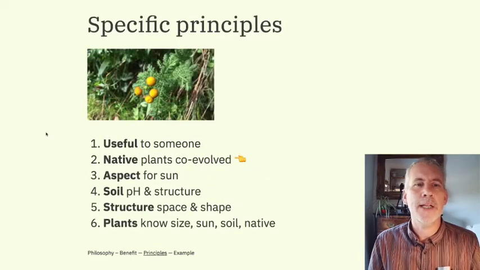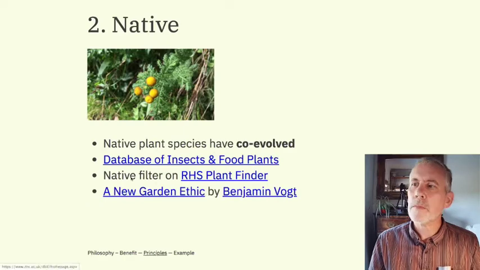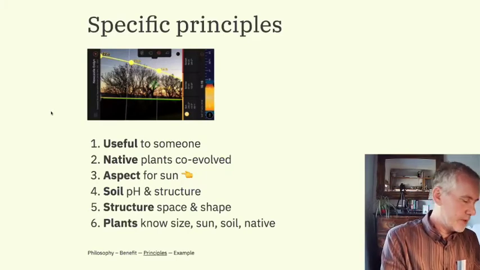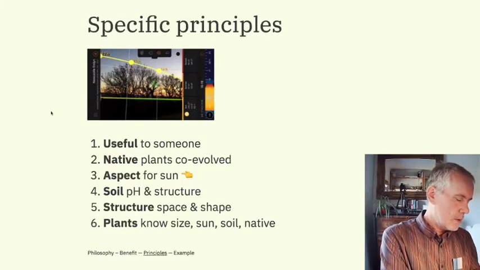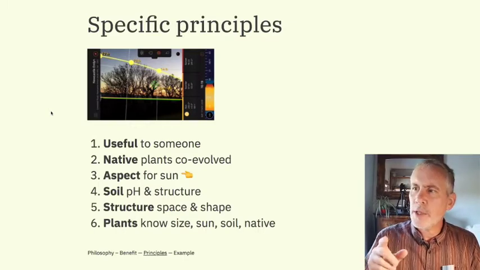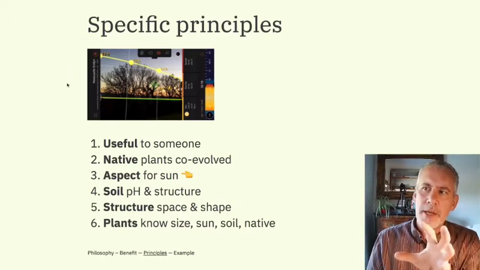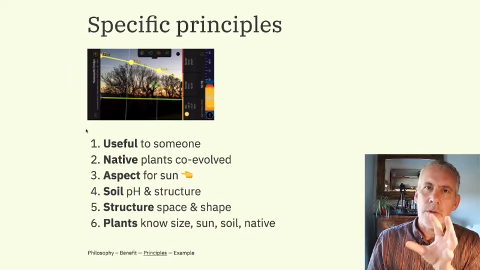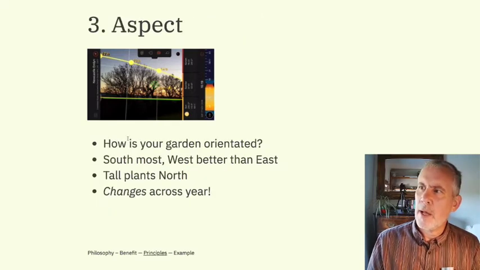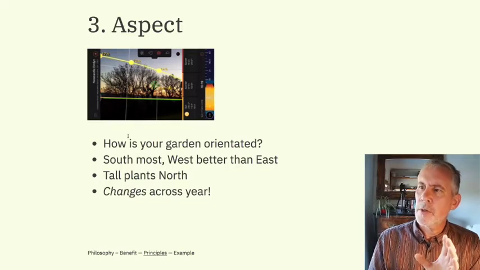Okay, so next up, native plants co-evolved. Talked about this before, so I've mentioned all those, and I'll come back and look at that. Specific principles: native, repetition. And then aspect for sun. I will actually go through these. This is quite a bit of repetition, but make sure you use a sundial to work out where the sun is, the orientation of your garden.